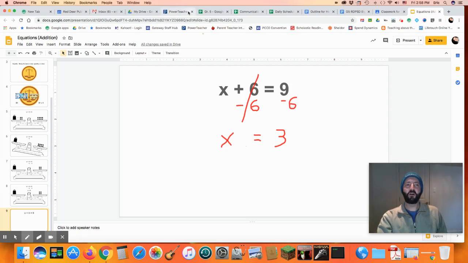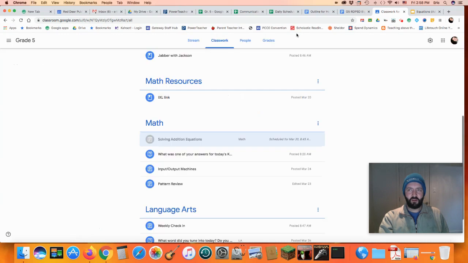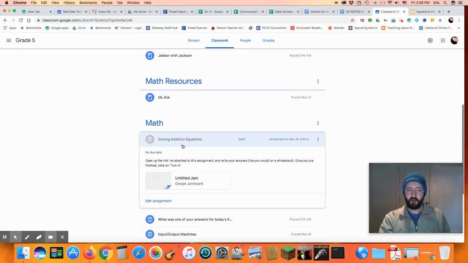Now, for today's assignment in Google Classroom, I'm going to teach you something new. So I'm going to switch on over here to Google Classroom. And you can see when this page loads that for Monday's assignment, I've posted something under our math topic here. It's called Solving Addition Equations. And if you click on that link, there's a little resource here, or another link that you can click into, and it's called Untitled Jam.